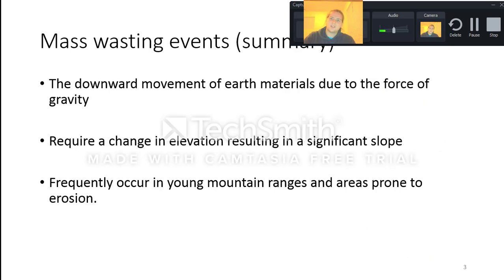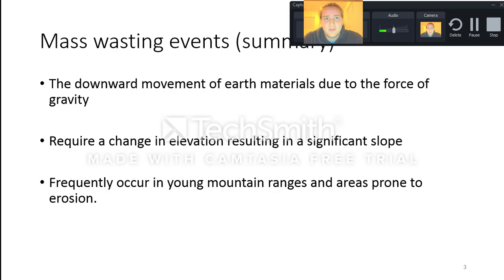Now, before we actually discuss in detail how these mechanisms work, it's important to understand what a mass wasting event is and where they are more likely to occur. So mass wasting is simply described as the downward movement of earth materials due to the force of gravity. Now, in order for this movement to occur, there must be a change in elevation. And this elevation change must be significant enough to generate a slope to allow for these materials to roll down or fall down or creep down or whatever the case may be.